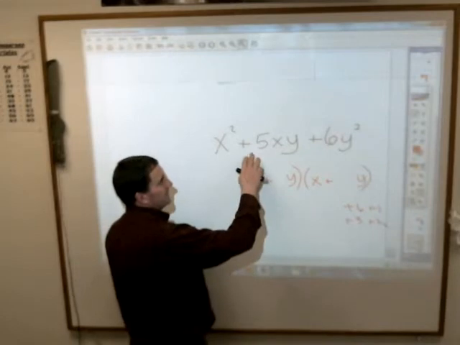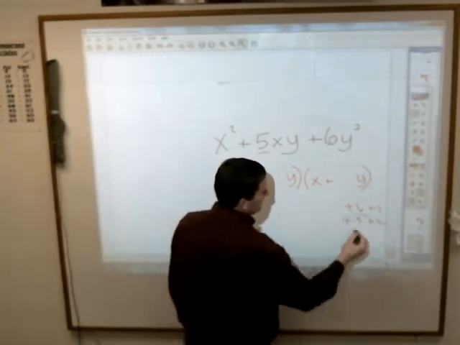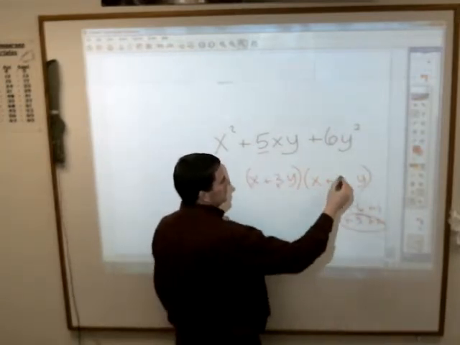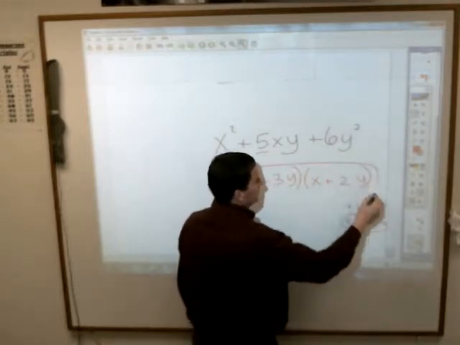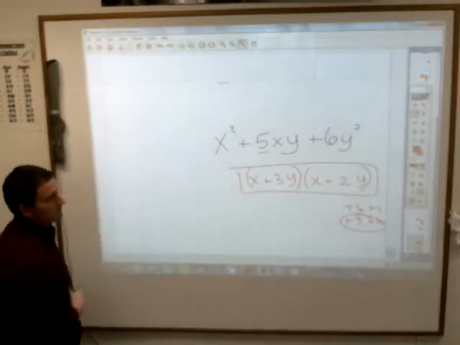Which one, when added together, gives you a 5? That would be this one. So 1 is 3, 1 is 2. And it doesn't matter which you pick to be which.